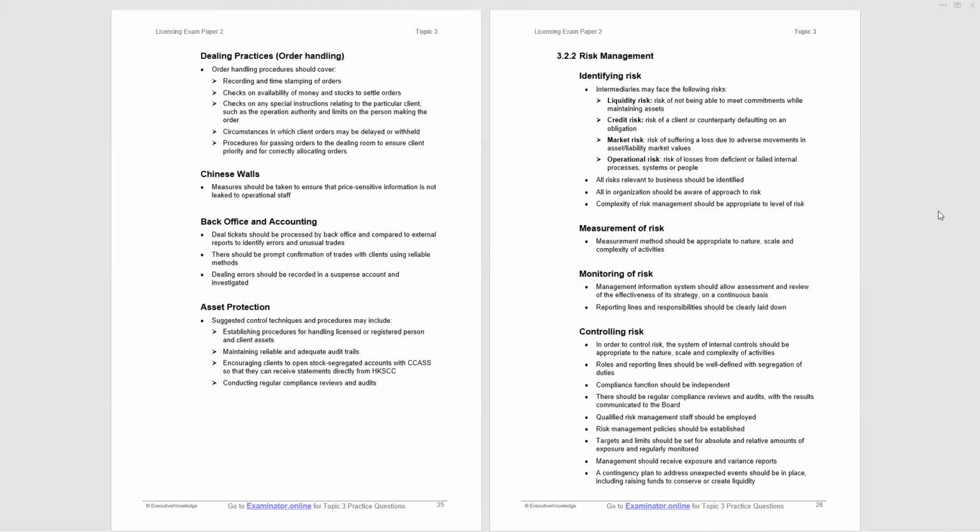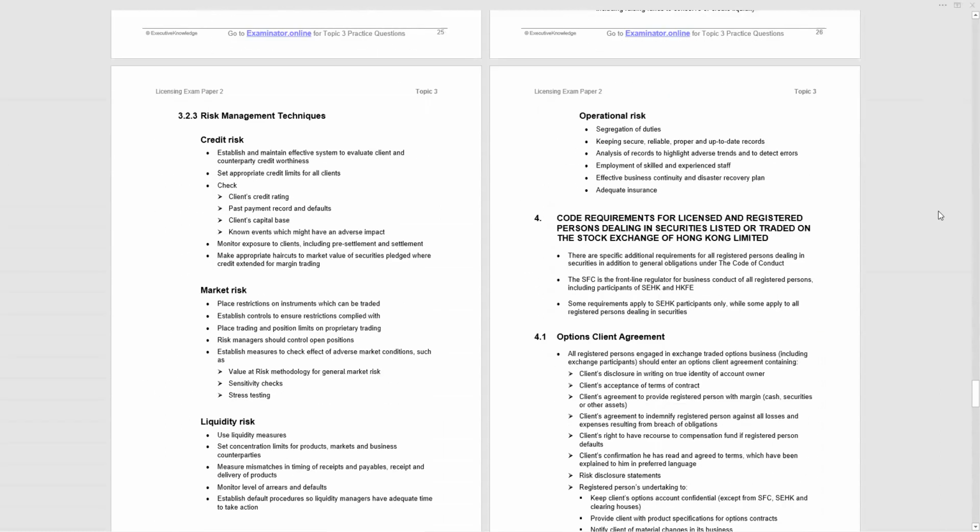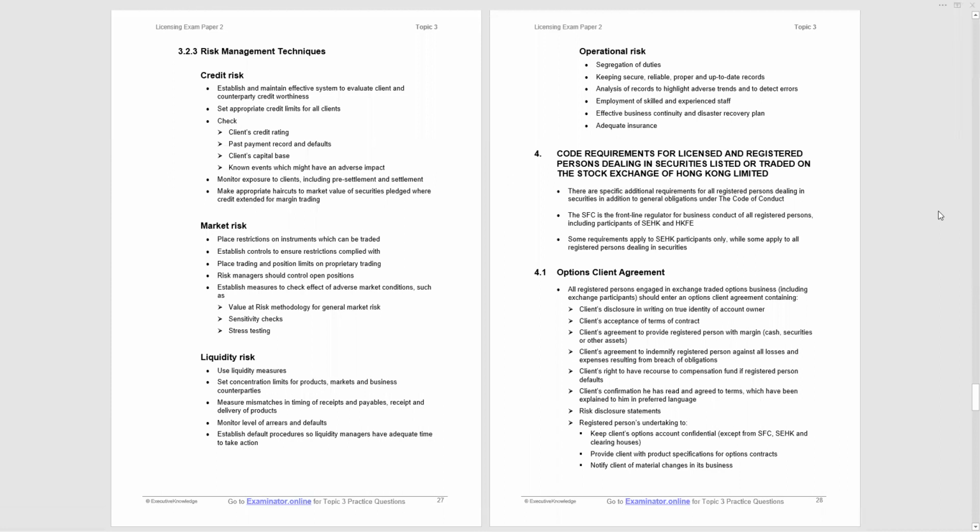And operational risk, the risk of losing money because of deficient or failed internal processes, etc. Now, we should have some way of measuring, monitoring and then controlling risk. So those are the four stages of risk management: identifying risk, measuring the risk, monitoring risk, and finally controlling the risk. Now, this is a favorite for the exam: risk management techniques.